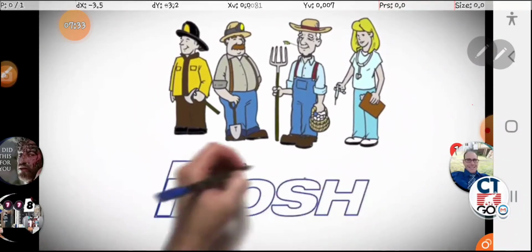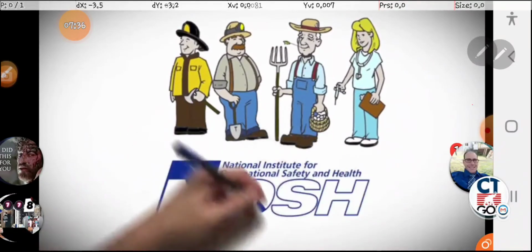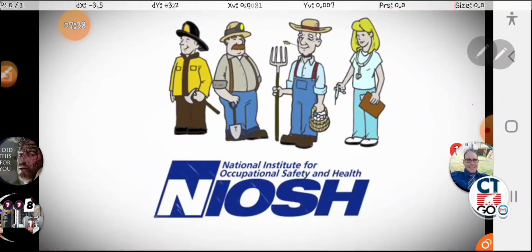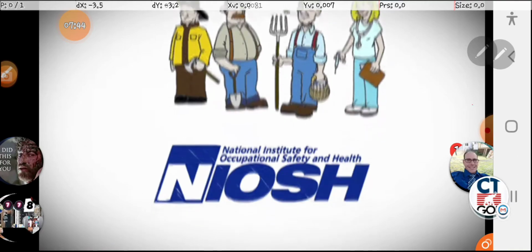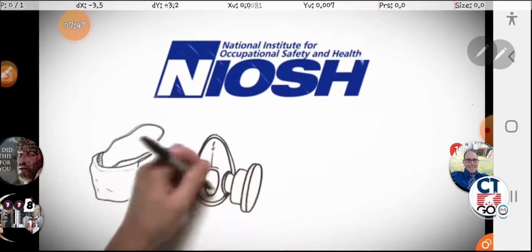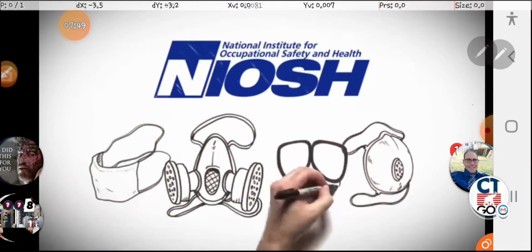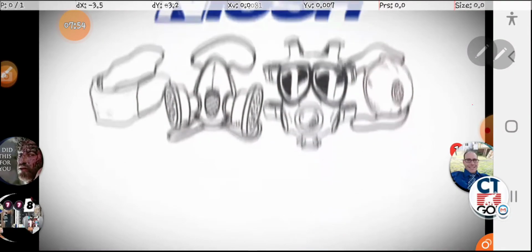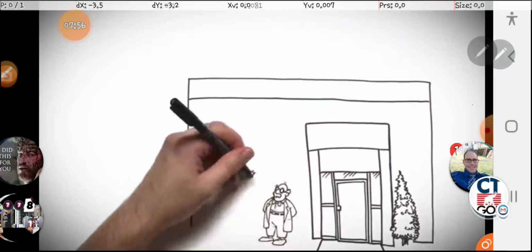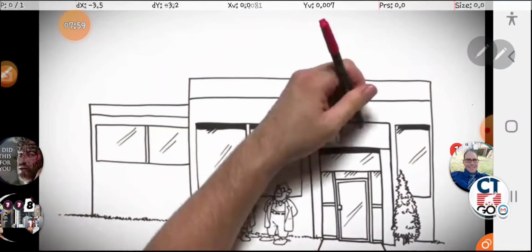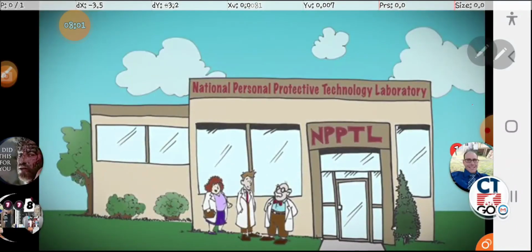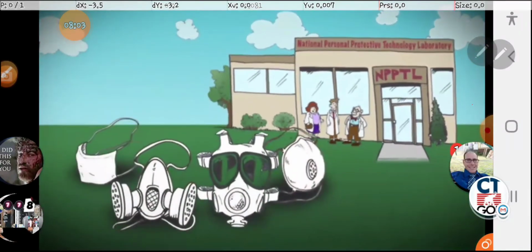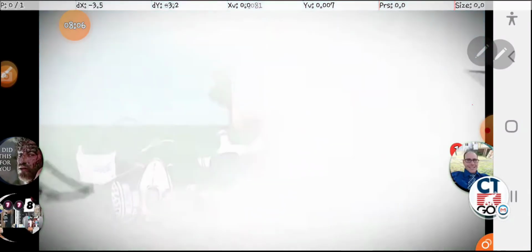The National Institute for Occupational Safety and Health is part of the Centers for Disease Control and Prevention and is the federal organization responsible for preventing work-related injury, illness, and death. It's our job at NIOSH and PPTL to ensure that all respirators used in the workplace meet rigid quality and performance standards. In fact, all workplace respirators are required to be tested and approved by NIOSH before they are used in a workplace. Only then can they carry the NIOSH mark.